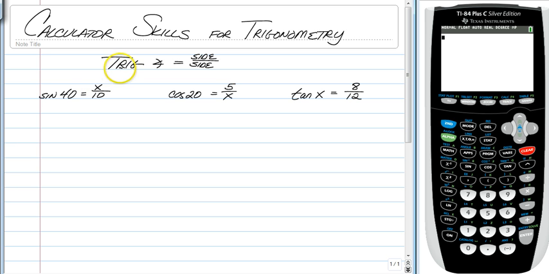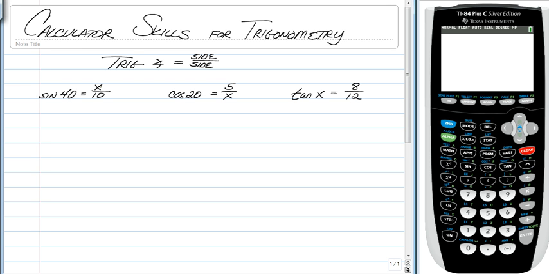All of your problems are always going to be set up with whatever trig function you're going to use, sine, cosine, or tangent. The angle always goes right after, and then you set it equal to your side over side ratio. That depends on whether you're using sine, cosine, or tangent. Obviously we know that sine is opposite over hypotenuse, cosine is adjacent over hypotenuse, and tangent is opposite over adjacent. So what are we going to do when x is on the top of the fraction?